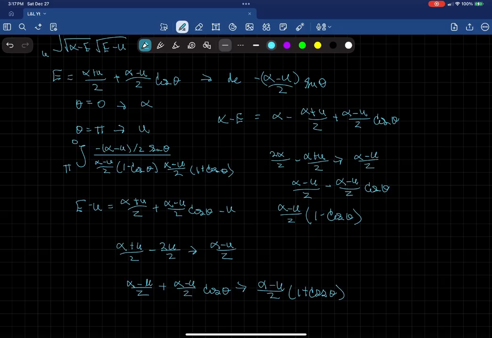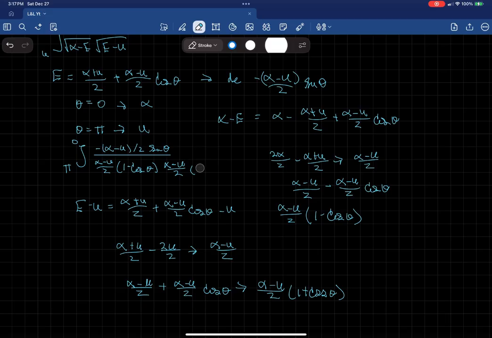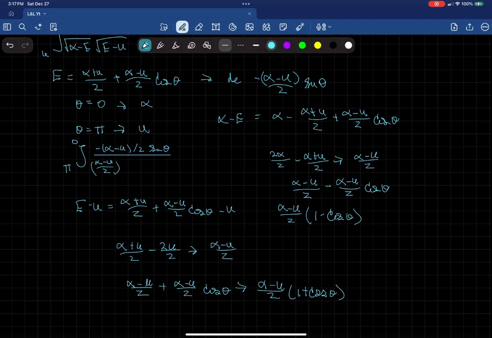Now expanding this term, (1 plus cosine theta) times (1 minus cosine theta) gives me a value of 1 minus cosine squared theta. And I can just square my factor out in the front. So 1 minus cosine squared theta, and all of this is again inside of a square root. Here we see some nice cancellation happening. We have (alpha minus u)/2 squared. The square cancels with the square root, and it gets canceled by this term as well. And 1 minus cosine squared theta is just sine squared theta.